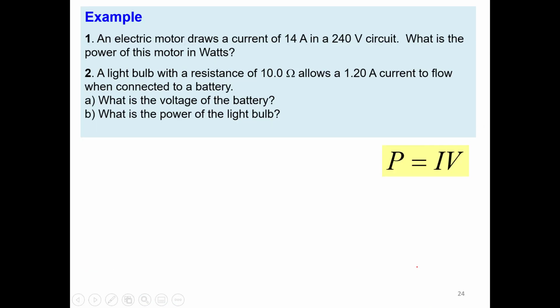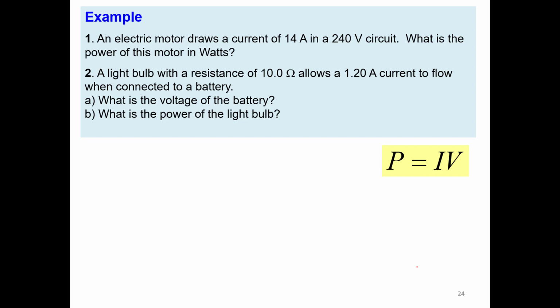Now let's try to solve these two problems applying what we learned. Yes. Then in the first problem, we have an electrical motor that draws a current of 14 ampere in a 240 volt circuit. Then what is the power of this motor in watts?